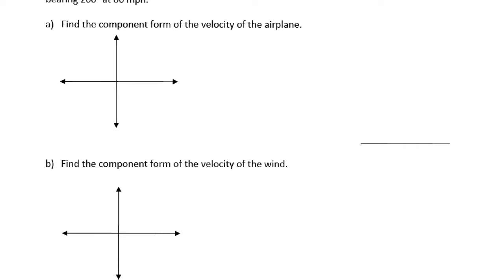Number 2, it says an airplane is flying on a compass heading, in other words, a bearing. Remember we talked about heading and bearing mean the same thing, of 170 degrees at 460 miles an hour. A wind is blowing with a bearing of 200 degrees at 80 miles an hour. So we need to find the component form of the velocity of the plane. So we're going to break this apart into two pieces. First of all, finding the velocity of the plane, then the velocity of the wind, and then we'll put it together.